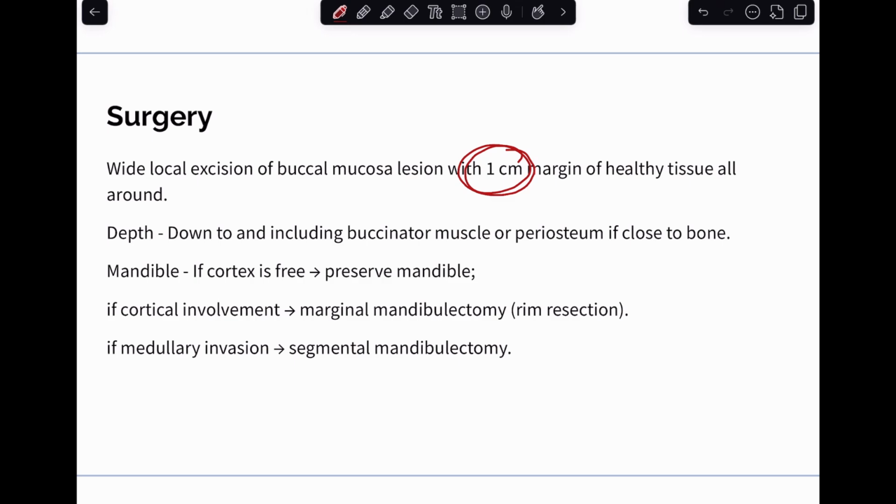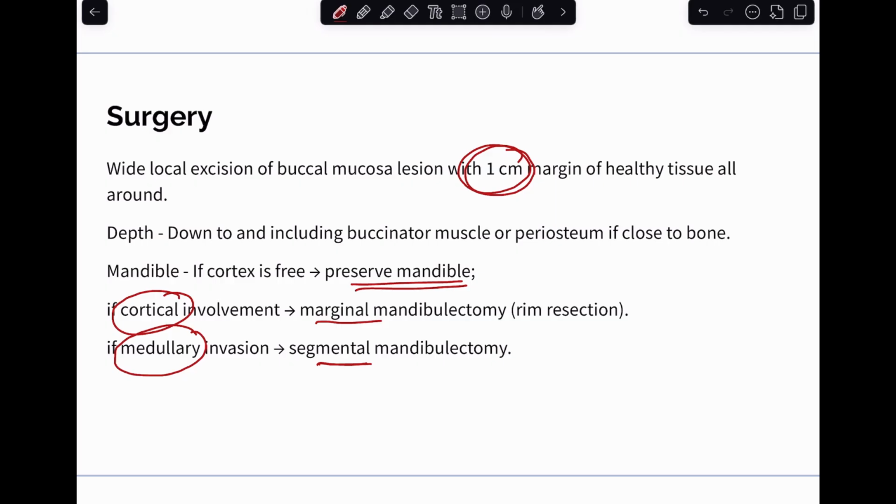Mandible: we have seen in our case the mandible is not involved. If the cortex is free, we'll preserve the mandible. But if in investigation we have found that there is cortical involvement, we can do a marginal mandibulectomy. If there is medullary invasion, in that case, we'll do a segmental mandibulectomy. This is what our primary surgery would involve.